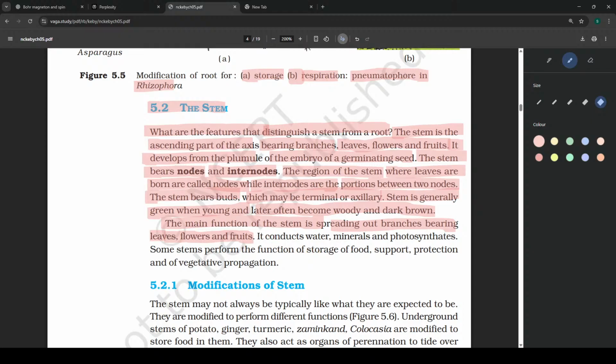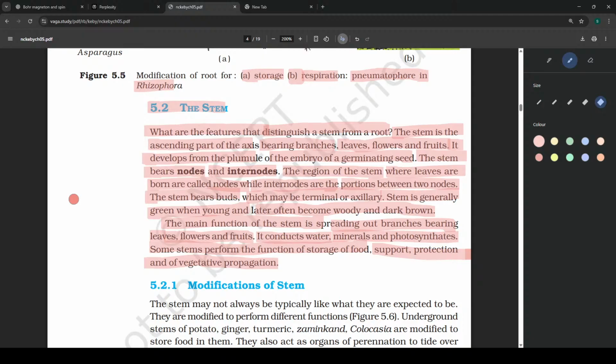It conducts water, minerals, and photosynthates. Some stems perform the function of storage of food, support, protection, and vegetative propagation. Another function of the stem is that it conducts water, minerals, and photosynthates.